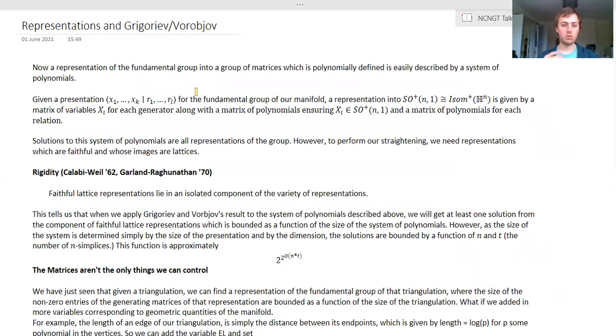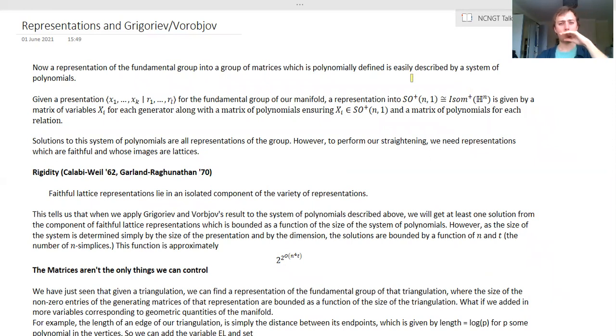Okay, so we're now here. We've got from geometric triangulations to representations, and we know that if we can get to systems of polynomials, then we can bound solutions to that. So how do we do that?